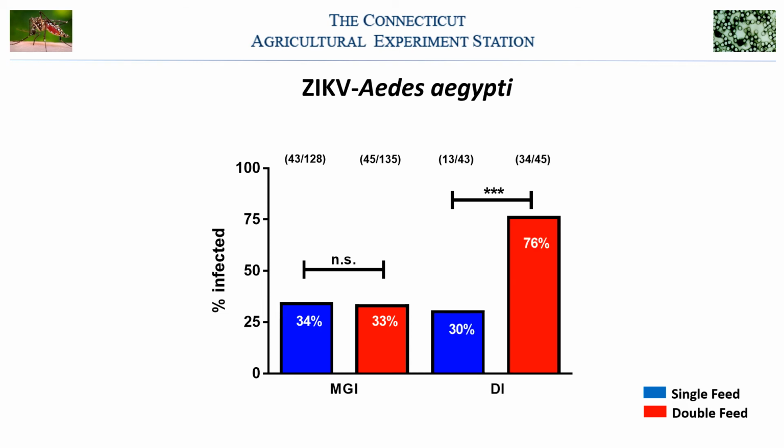However, when we looked at disseminated infections, so virus outside of the gut, we found a much higher percentage of mosquitoes that had virus outside of the gut than in the single fed group. This shows that taking an infectious or non-infectious blood meal at later time points can really facilitate the virus's ability to get out of the gut.